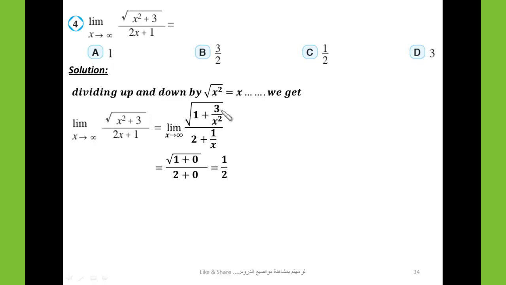The limit of 3 over x squared when x tends to infinity equals 0. The limit of 1 over x when x tends to infinity also equals 0. And root 1 plus 0 is 1, over 2 plus 0, which equals 2. So the result will be half, and the answer is C.